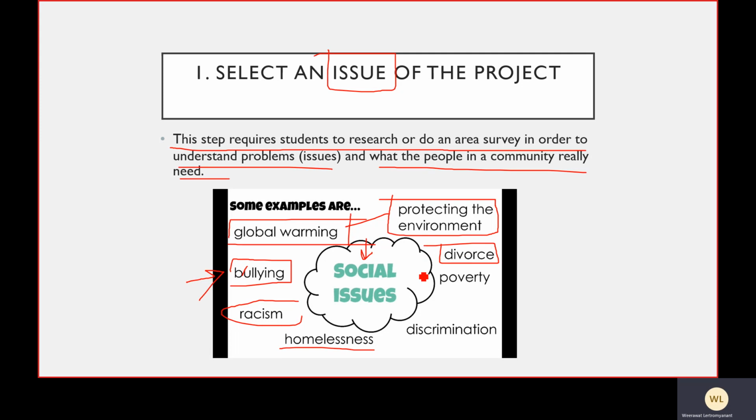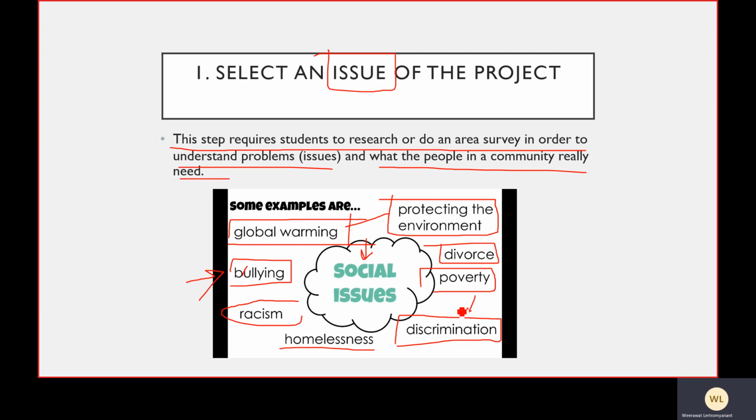Divorce, the problem about husband and wife. Property for poor people. Discrimination: you treat someone from a different background differently. It can be about gender, gender discrimination, like male, female, or maybe transgender, LGBT. So you can teach them to be equal.